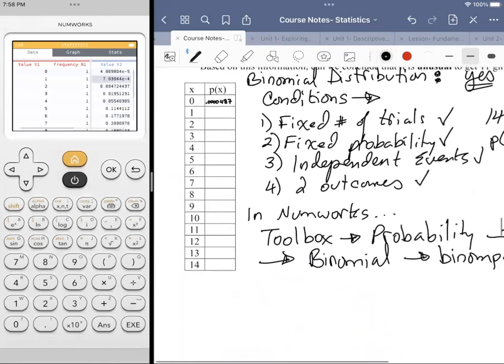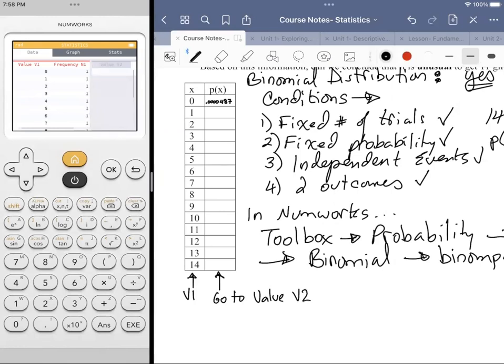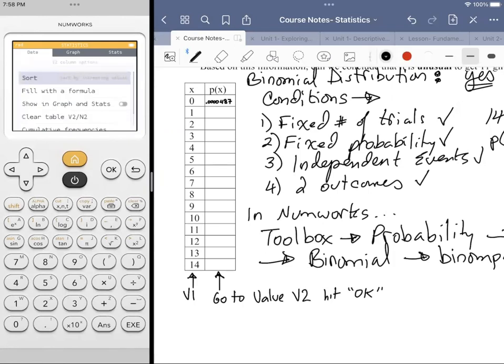But let me do that again. And also I'll just write a summary of what I'm doing. All right. So you would type in all these values, go into V1. I'm going to clear this out. All right. So all those values go into V1. For this column, go to value V2 and hit OK. Select fill with a formula.